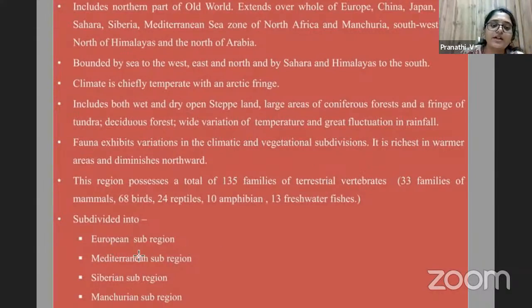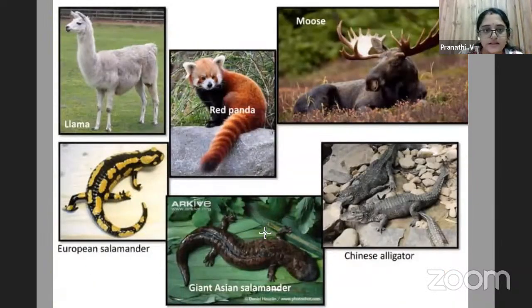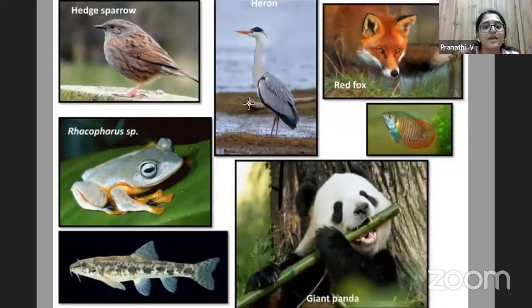Again, this is subdivided into European, Mediterranean, Siberian, and Manchurian region according to the coldness in that particular area. So you have different kinds of mammals that are present, fish, amphibia, reptiles. You can see them on the screen, in fact, giant Asian salamander. When it comes to the fish, you have the carps, sticklebacks, freshwater fish. Amphibians include the European salamanders. You have the Bufo, Rhacophorus. Reptiles include the different kinds of lizards. And the birds include the Arctic terns, goldcrests, finches. Mammals are around 39 families, moles, beavers, porcupines, etc. So all of these make the Palearctic region animals.